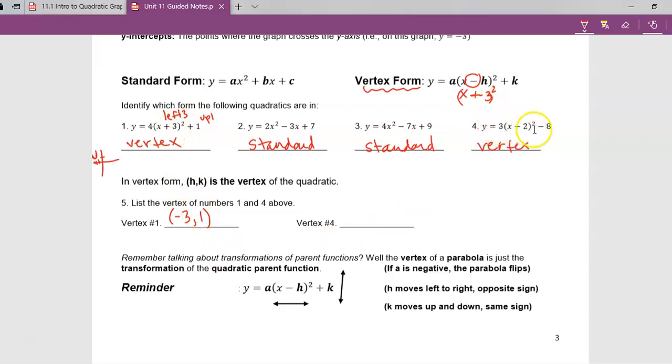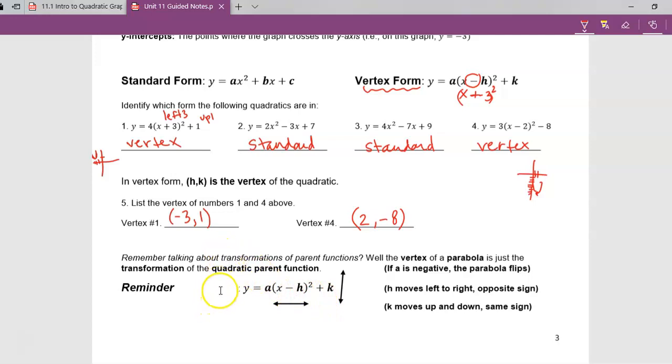So the vertex on number 4, since -2 on the inside would go right 2, and -8 would go down 8, our vertex would be down here at (2, -8). So you can draw the picture, or you can just look at the equation and change the sign of the one on the inside, and the one on the outside stays the same. Okay, that's where the vertex is.